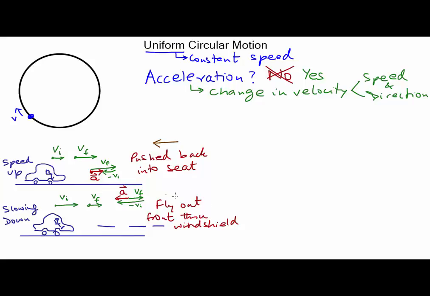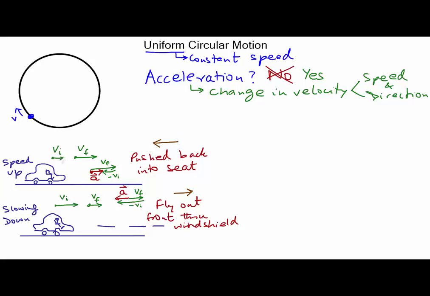And here you feel like you're going to fly out of the windshield this way, and that's again opposite the acceleration. So this is a key point here. What we feel is always opposite the direction of acceleration. And why is that? Because of inertia. That's the property of matter that we will be discussing in the next video that tends to maintain its state of motion. We don't like to change things.